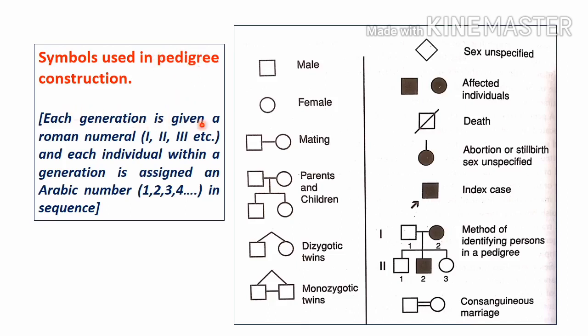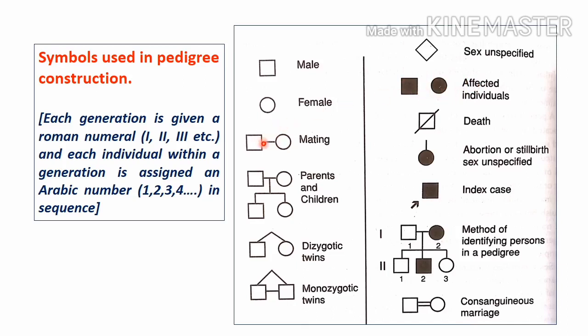Each generation is given a Roman numeral I to III, and each individual within a generation is assigned an Arabic number 1, 2, 3, 4 and so on. Here the symbols are used to construct a pedigree analysis. This rectangle shows a male, this circle shows a female, and when the rectangle or circle is colored or filled, this is known as an affected individual, both affected male and affected female.